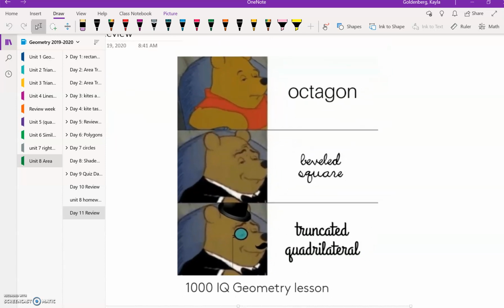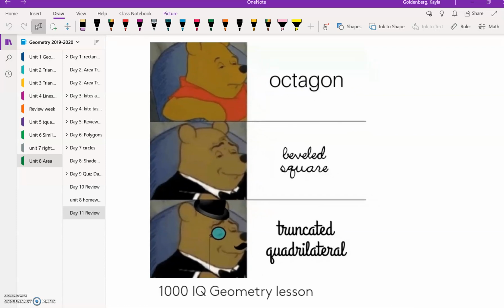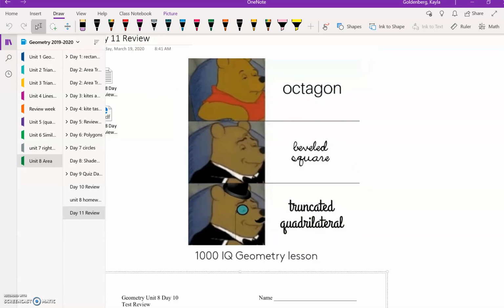And I also have a math meme of the day. My Algebra 2 kids enjoyed the fancy poo versus regular poo meme when we looked at some notation, so I thought you guys might find it funny. Regular poo is an octagon, all the way to super fancy poo, which calls it a truncated quadrilateral.